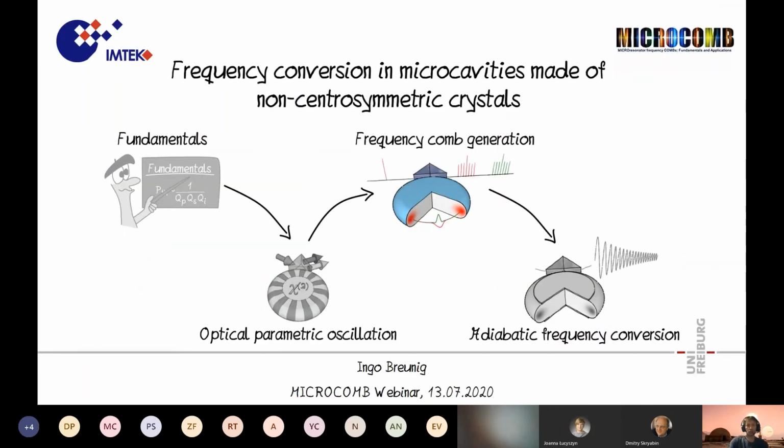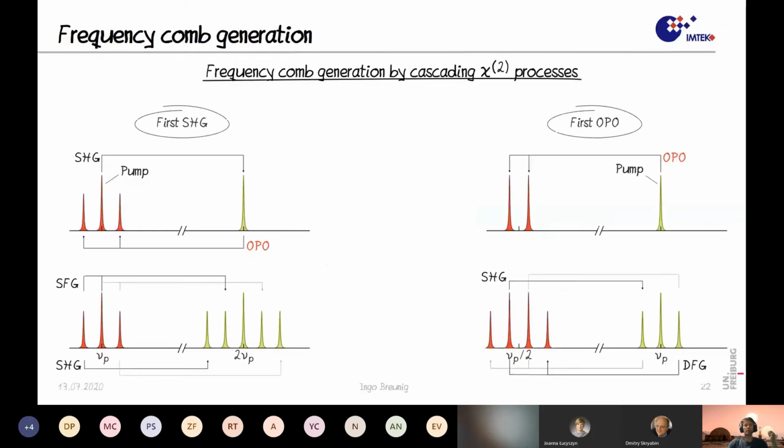Okay, now let's come to our second option: frequency comb generation. Of course, this needs to be part of this presentation. It's a microcomb consortium, so you want to know about frequency combs here. There are, let's say, two different concepts for how to generate frequency combs via cascading second-order nonlinear processes. On the left-hand side, there is the process that starts with second harmonic generation, and on the right-hand side, we have the process that starts with optical parametric oscillation.